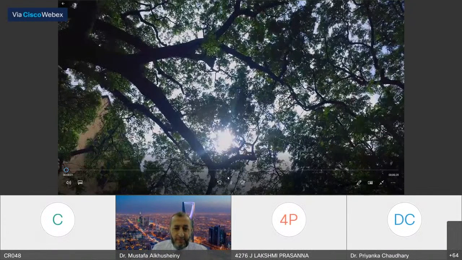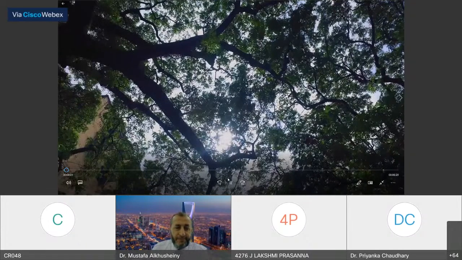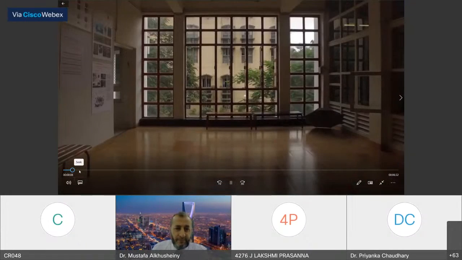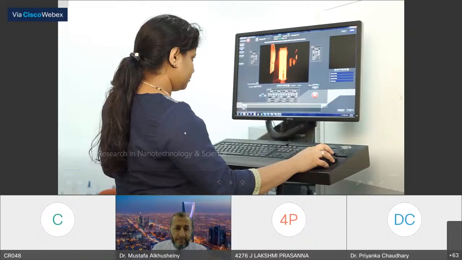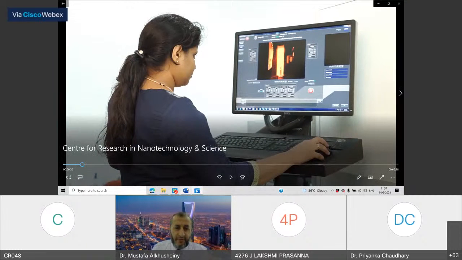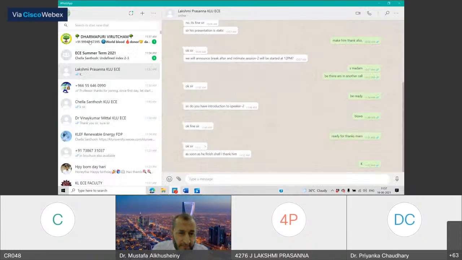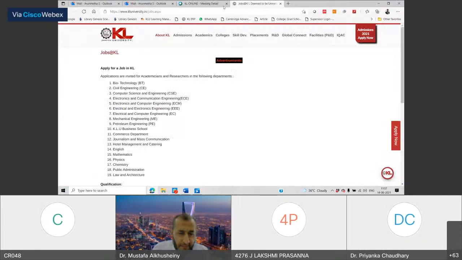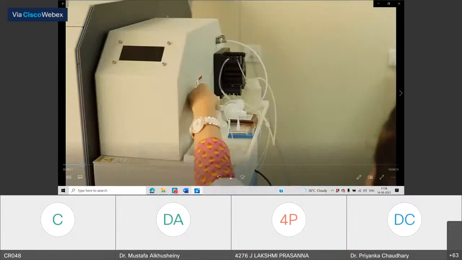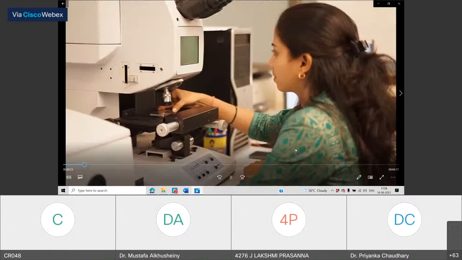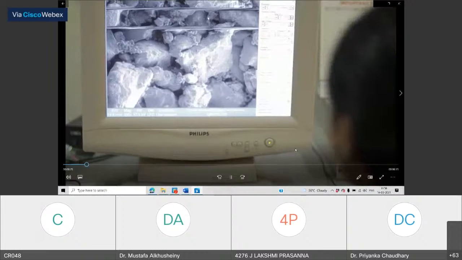Nanoscience and nanotechnology is a study of the properties and applications of materials and devices which are very, very small.